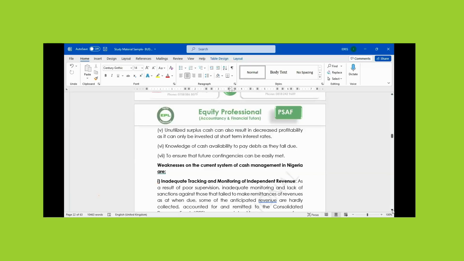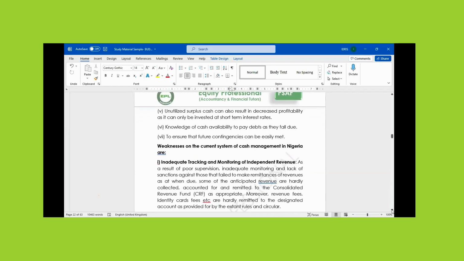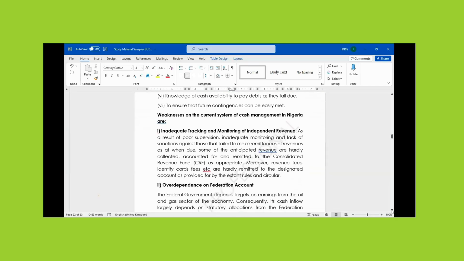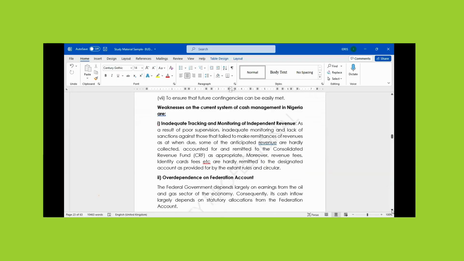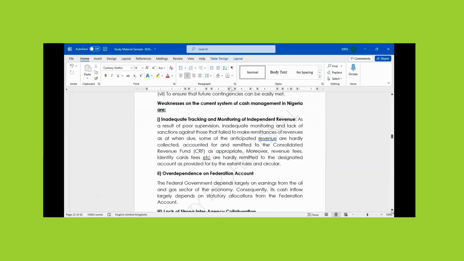What are the weaknesses in the current cash management in Nigeria? That means, what are the weaknesses in the government's current cash management in Nigeria? Why does government have problems in managing their cash? Number one, inadequate tracking and monitoring of independent revenue.